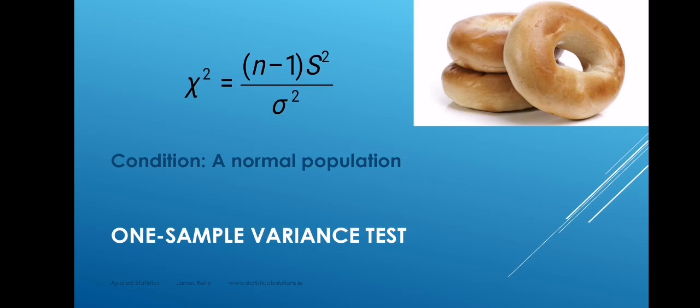If we want to test whether the population variance equals sigma squared, then of course we take a random sample from that population, we calculate the sample variance and see if the sample variance is consistent with the hypothesized population variance. The sample variance follows a chi-square distribution, so the statistic is chi-square, which is n-1 times s squared over sigma squared, and this test does assume a normal population.